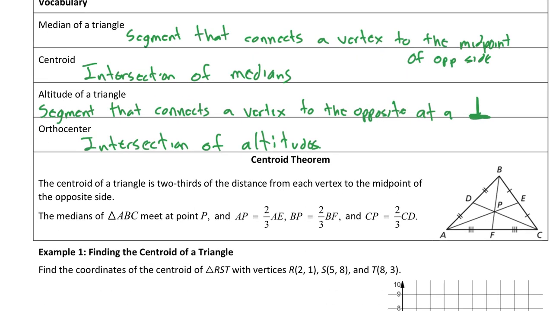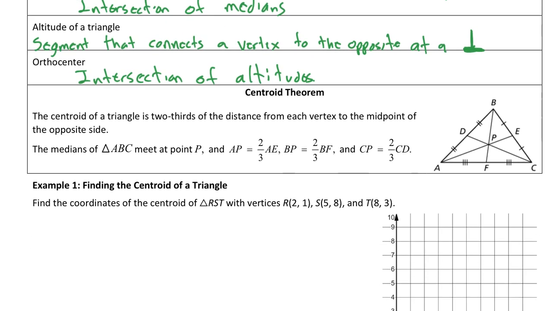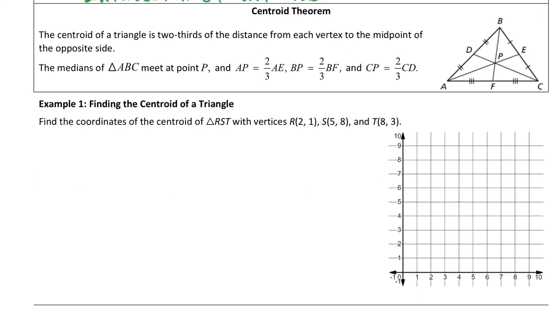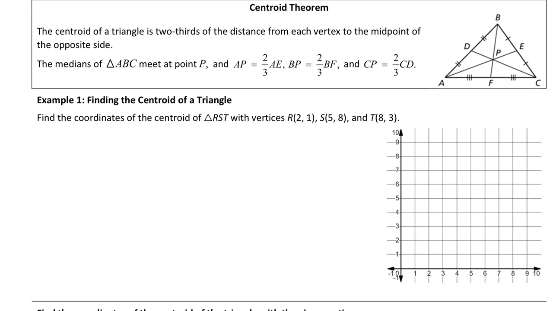So in example 1, I ask you to find something called the centroid of a triangle, which is the intersection of the medians. It's important to know that if I graph the triangle, I connect a vertex to the opposite midpoint. Another vertex, the opposite midpoint. We'll see where they intersect. So I'm first going to graph the triangle. 2, 1 is R, 5, 8 is S, 8, 3 is T. So R, S, T.